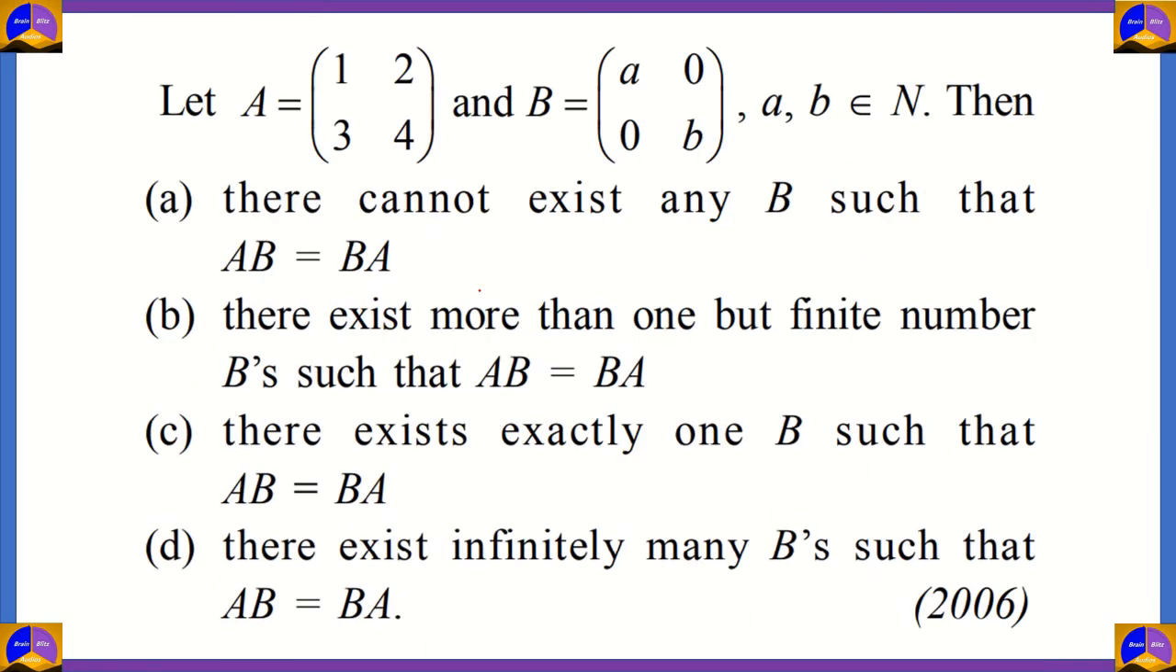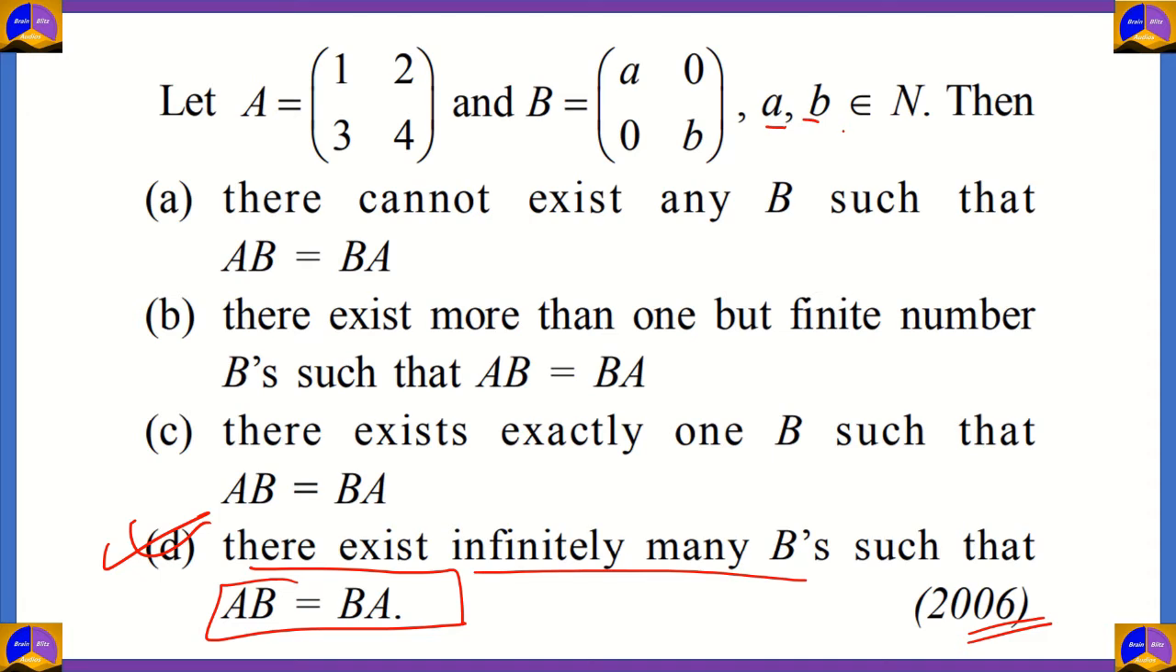So therefore, if you are looking at our options for this question, then you can see that option D, there exist infinitely many B's such that AB equals BA, will turn out to be the correct option. So what we did is we applied the relation that AB equals BA. So we multiplied the matrices both ways, and then after multiplying them, we put in the condition, and then after putting in the condition, we noticed that the two numbers A and B are equal.